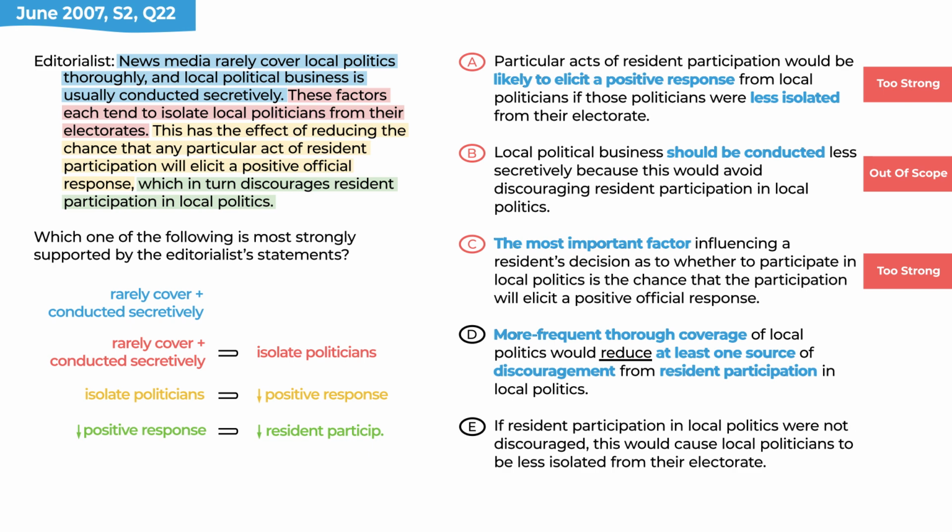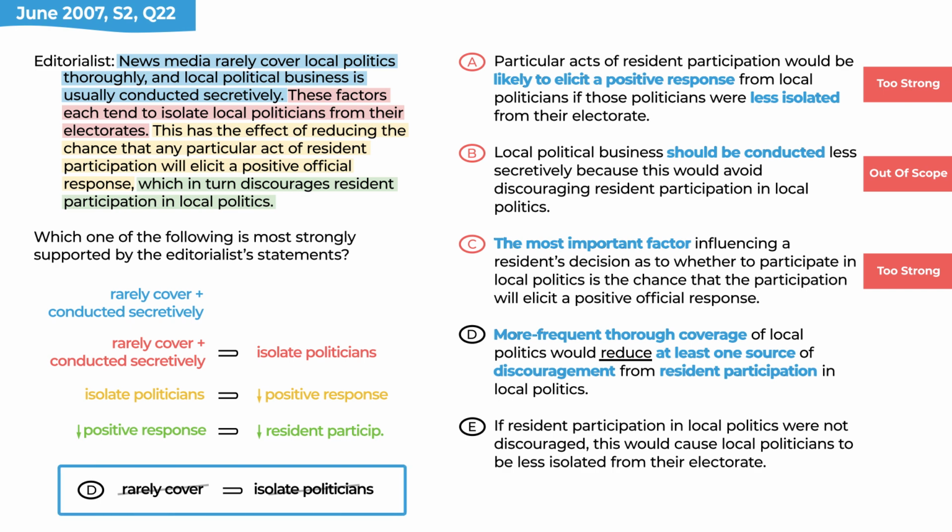And if we have less isolated politicians, then we'll have more likelihood of a positive official response, then we're going to have more likelihood of resident participation. With causal language, we can't say that having less of the cause is going to mean that we're going to have less of the effect. We can't prove it 100% true, but we can say that it's supported. And so when we look at answer choice D, it's basically saying that if we have less of the cause, we're going to have less of the effect, which actually follows given causal language.